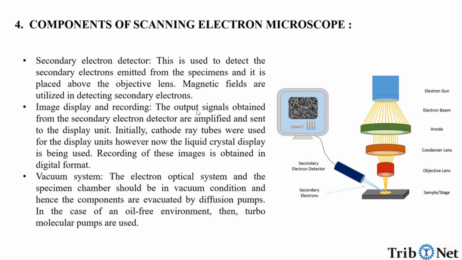Image display and recording. The output signals obtained from the secondary electron detector are amplified and sent to the display unit. Initially, cathode ray tubes were used for the display units. However, now the liquid crystal display is being used. Recording of these images is obtained in digital format.